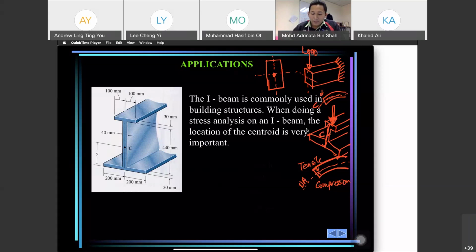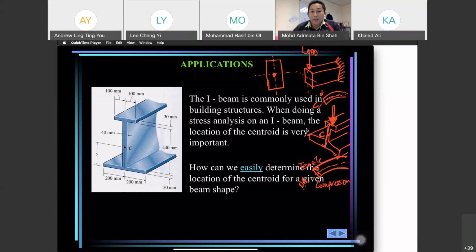The I-beam is commonly used in building structures. When doing a stress analysis on an I-beam, the location of the centroid is very important. How can we easily determine the location of the centroid for a given beam shape?